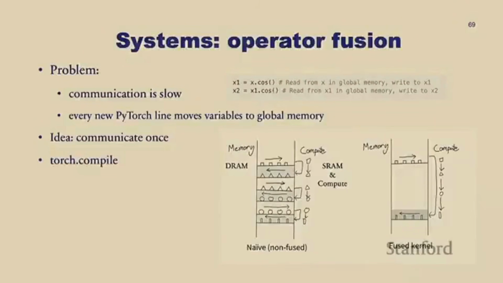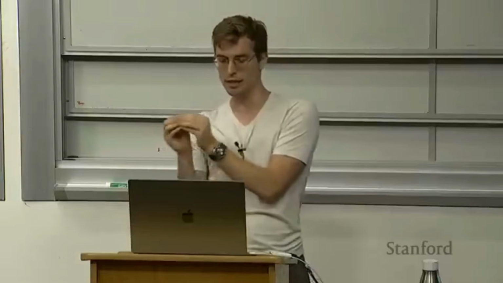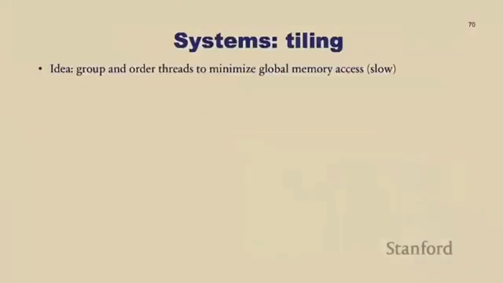So if you ever want to make your computations in PyTorch much faster, just apply torch.compile on your model. This is going to make your model around 2 times faster. And what it does is simply that it rewrites your PyTorch code, basically in C++ in CUDA, to do the communication only once, then do all the operations, then ship it back.